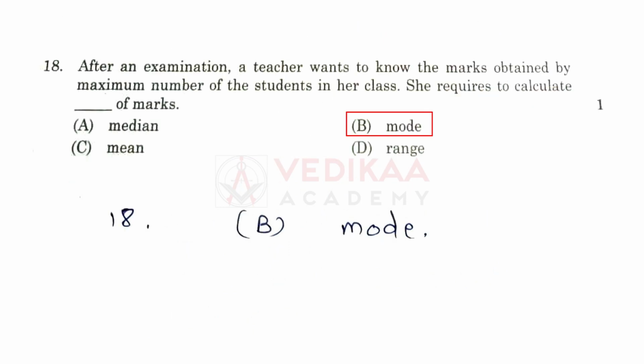Question number 18. The teacher wants to know the marks obtained by the maximum number of students. So this was also very simple. Okay, whenever the maximum number of students is asked, you have to always calculate the mode. So the correct option is B, mode.